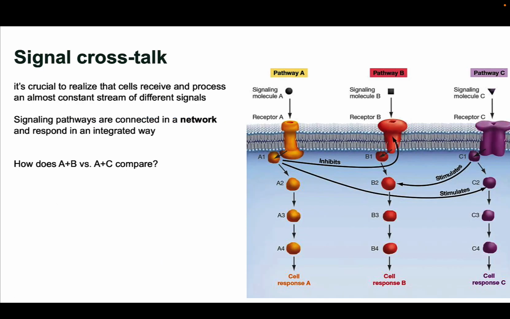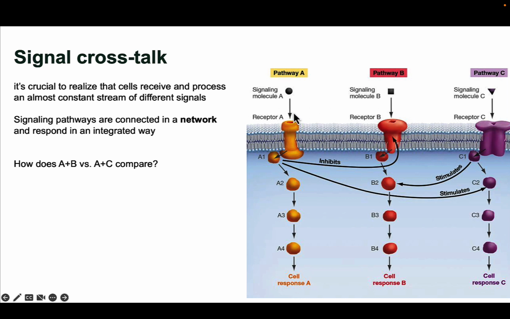Okay, so the last point I want to make about signaling is that signaling doesn't happen in real life where there's one signaling molecule in the body and one receptor on the cells. So it's crucial to realize that cells receive and process almost a constant stream of different signals, and that these signaling pathways are connected in a network. So we've just considered a signaling molecule binding to a single receptor and then going 1, 2, 3, 4 to a cell response.